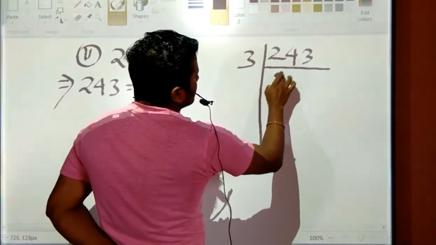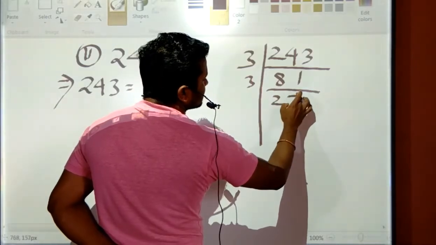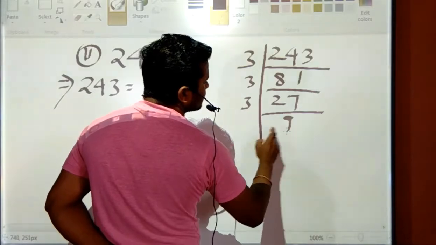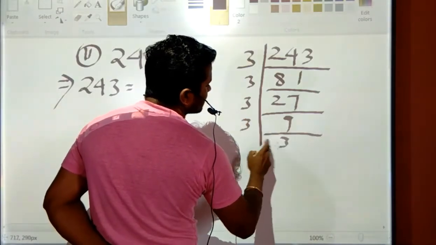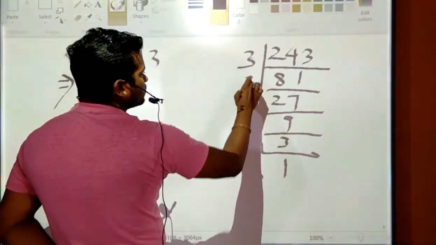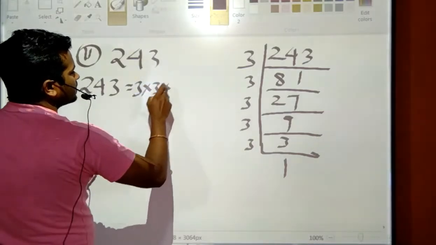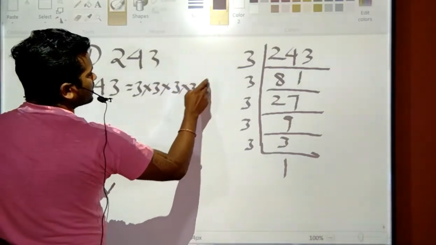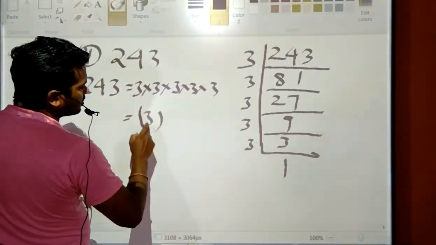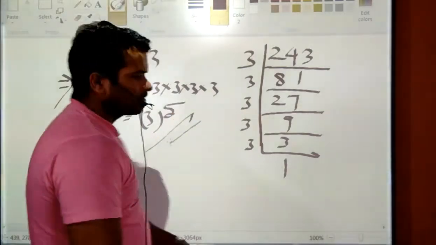So 3 8s are 24 and 3 1s are 3. Again 3 2s are 6, 3 7s are 21. Again 3 9s are 27, 3 3s are 9 and 3 1s are 3. So how many 3s are we getting? 1, 2, 3, 4, 5. So we can write 3 into 3 into 3 into 3 into 3. Simply we can write 3 to the power 5. This is the solution for Roman number 2.